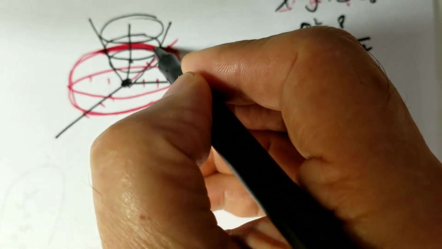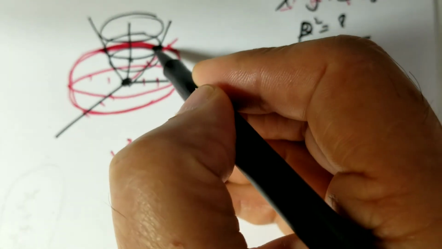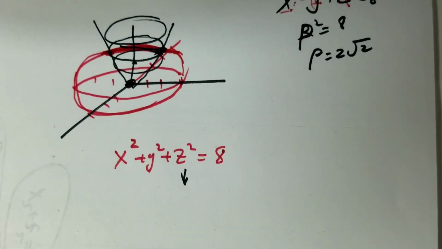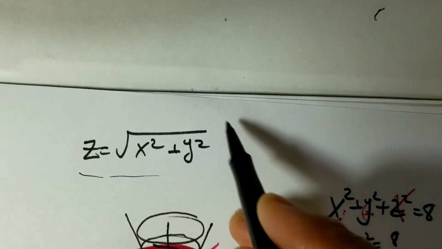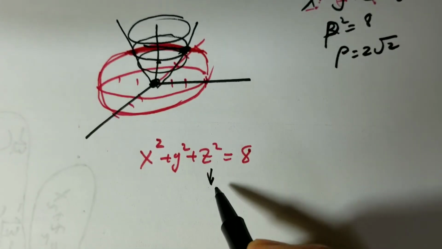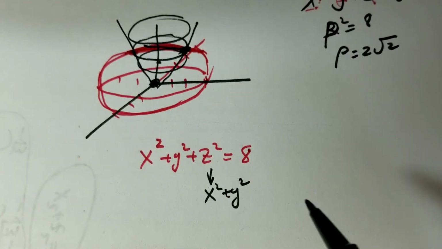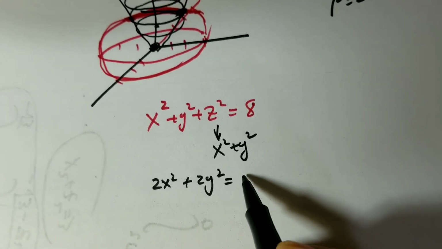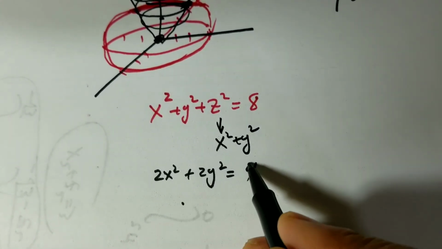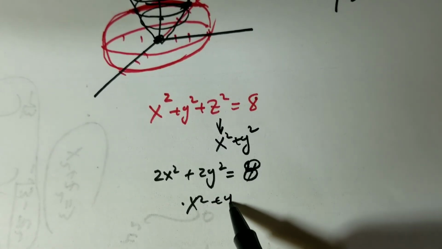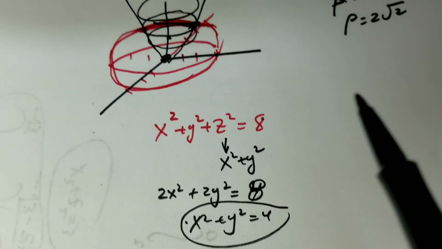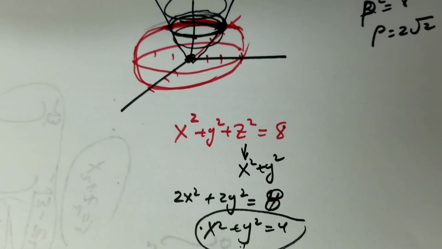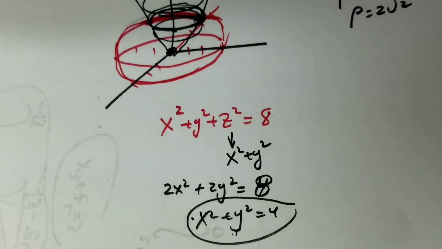But that sphere touches the cone, and at that point they have the same height. Therefore, the z value is the same. And what is the z for the cone? Square root of x squared plus y squared. And when you square it, it becomes x squared plus y squared. Therefore, you have 2x squared plus 2y squared equal to 8, and x squared plus y squared is 4. Therefore, I know the top region is going to become that circle. Okay, we got it.